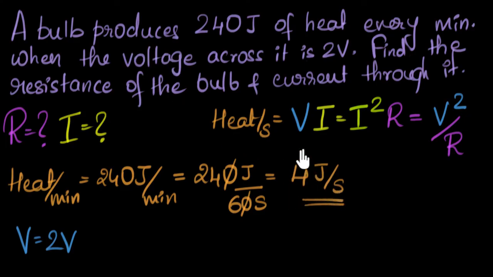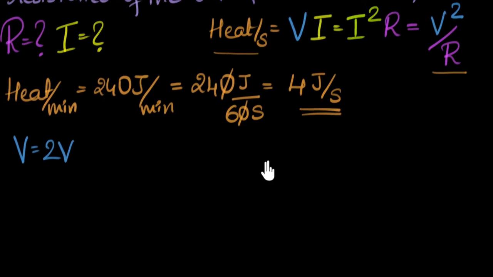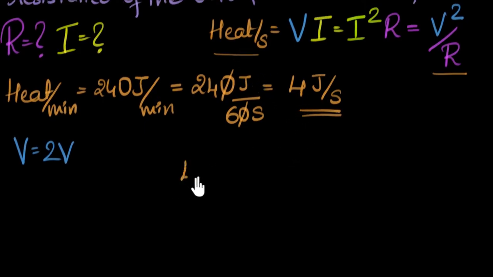So that's how much heat is produced in our bulb. And now that we know this, we can plug it in. So I'm going to use this formula. Heat produced per second is going to be V squared over R. So heat produced per second, that's 4 joules per second. I'm not going to put in the units because I already know the unit of resistance, that's ohms, right? So 4 is going to be V squared over R. V is 2, so V squared is 2 times 2 divided by R.